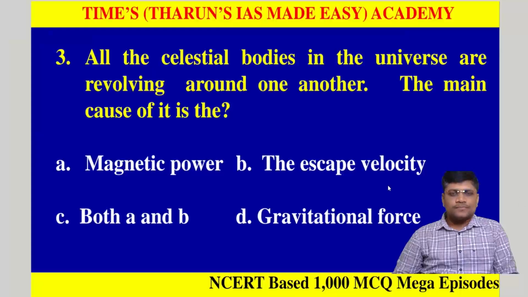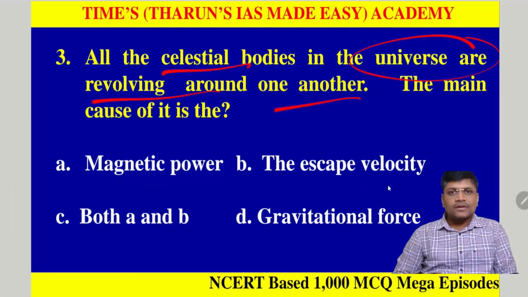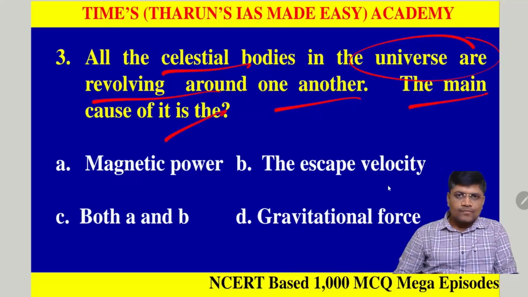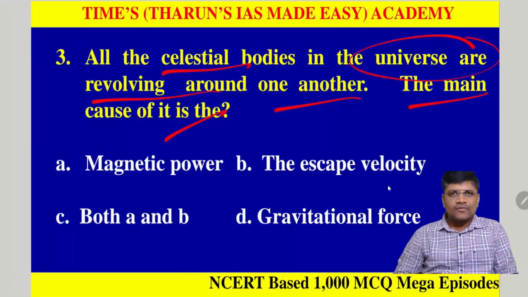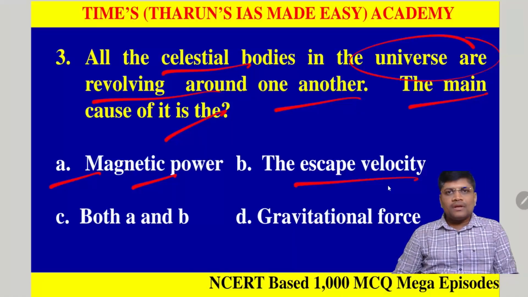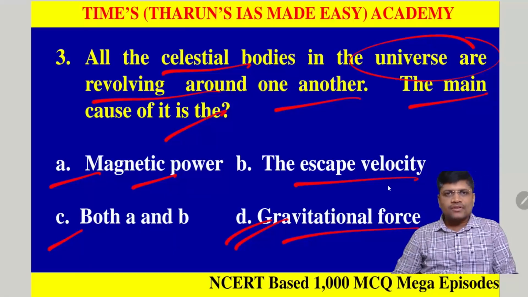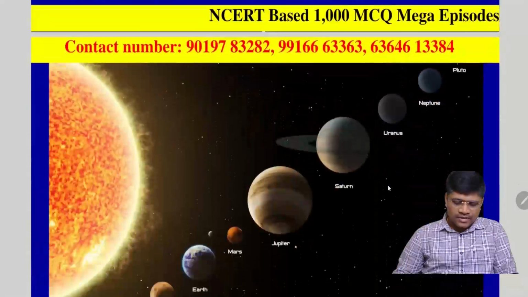Then third question. All the celestial bodies in the universe are revolving around one another. The main cause of it is the. So why are the celestial bodies revolving one around the other? Option A, magnetic power. B, the escape velocity. C, both A and B. And finally option D, gravitational force. So let's see the explanation.